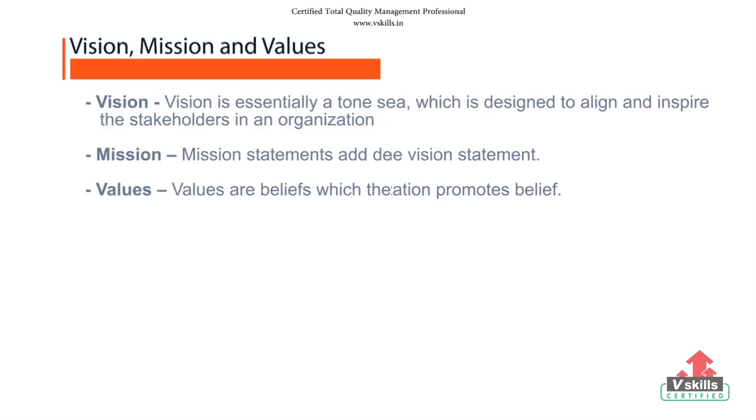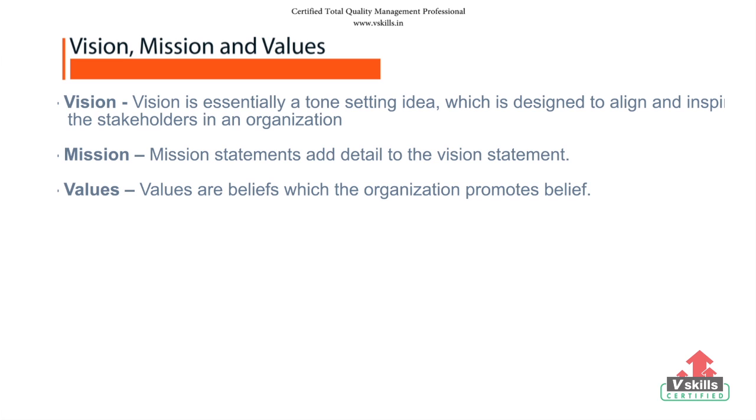Let us now discuss the principal factors involved in the development of the plans for strategic quality management. Number 1 is vision. Vision is essentially a tone-setting idea which is designed to align and inspire the stakeholders in an organization. It should be concise, easily understood, and stirring. Vision statements vary in length and content.